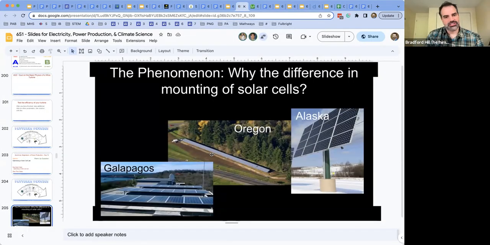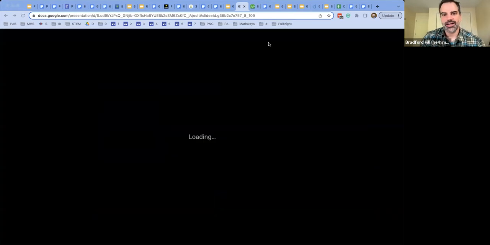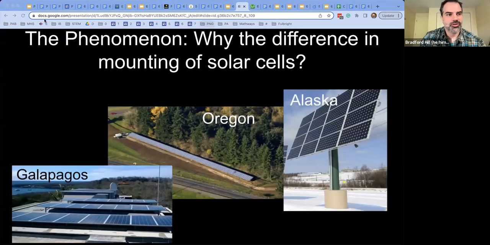Great. And it's always a fun one to start with. We weren't in present mode there, but there you go. Just the phenomenon: why the difference in mounting of solar cells? So we got the Galapagos down here. We got Oregon. This is at the I-5-205 intersection. Some students have seen that if they live locally or in the Portland metro area. And then up in Alaska, that's quite different.